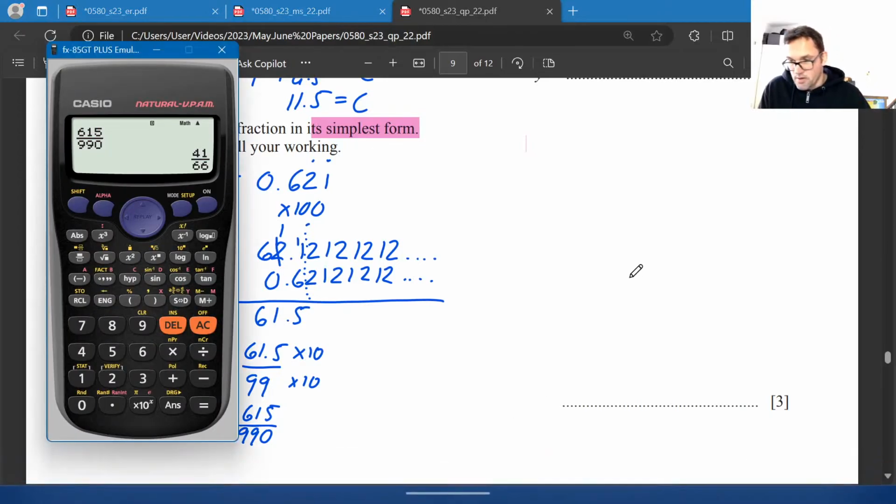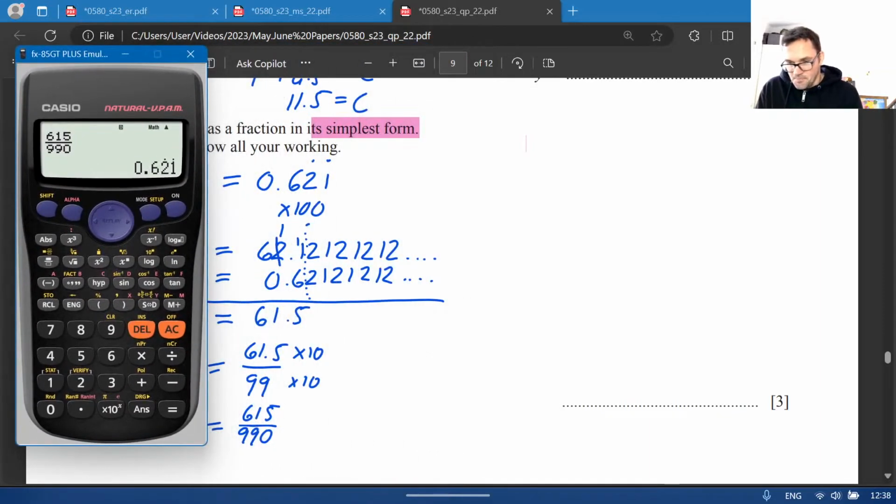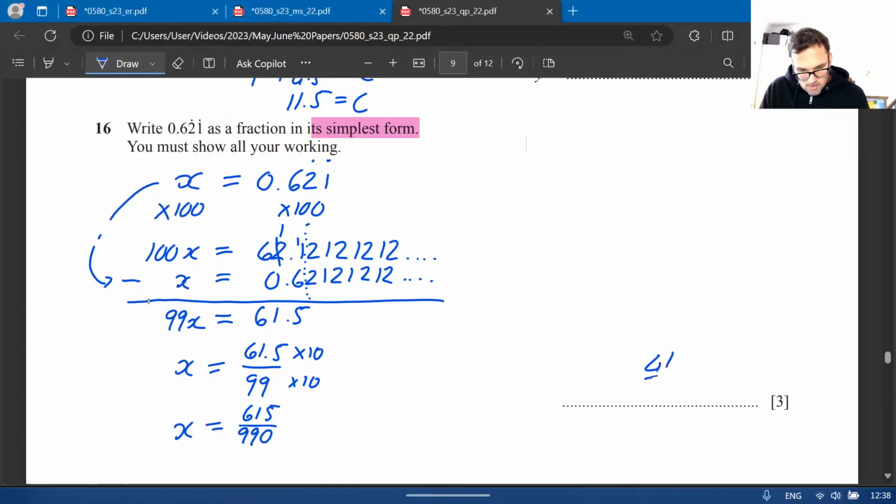We can check if it's correct. Let's do it again on the calculator. 615 over 990. Bam. There: 0.621 recurring. Exactly what we wanted. Excellent. Is it in its simplest form? No, but our calculator, most conveniently, does give it to us in the simplest form: 41 over 66. And that will be the final answer. And we've done it.